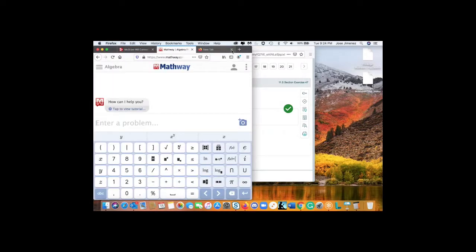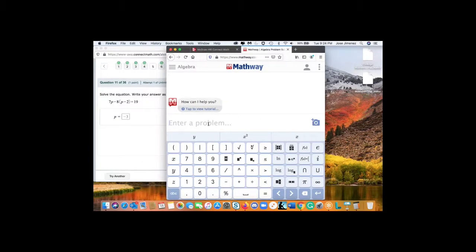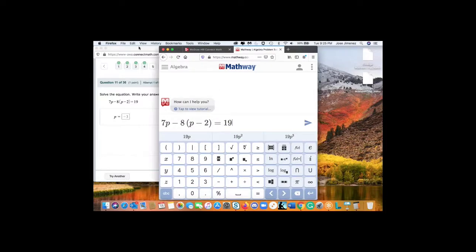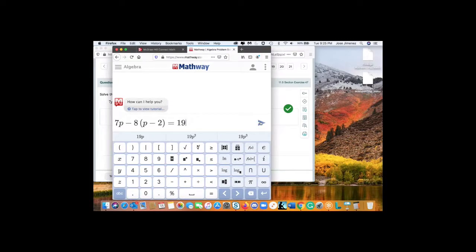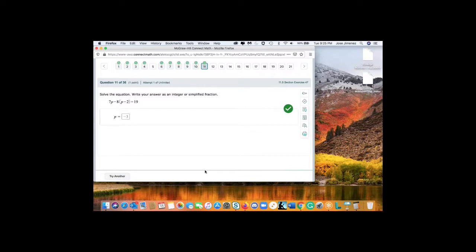Yeah, you can use Mathway and then just place the same. Here's another way. P minus 2 plus parentheses equal to 19, right? And then you say this means enter. So you click, and then they will give you the value for P, which is minus 3. That's another way if you want to check that.